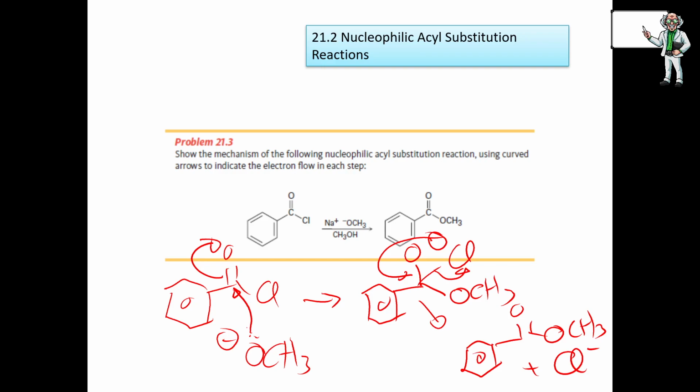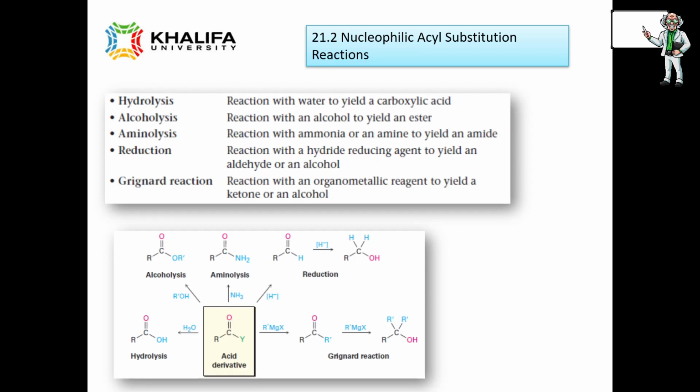Okay? Addition, tetrahedral intermediate, elimination. We can do several reactions of this addition, tetrahedral intermediate, and elimination depending on the nucleophile. For example, hydrolysis when we are using water as a nucleophile, alcoholysis when we are using an alcohol, aminolysis when we are using an amine, reduction if we are using a hydride, or a Grignard reaction when we are using a negative carbon that is organometallic.